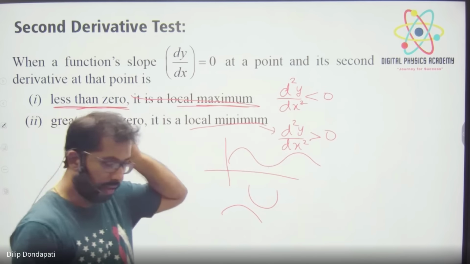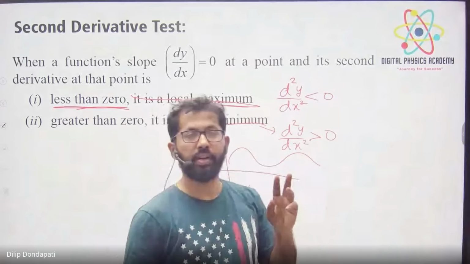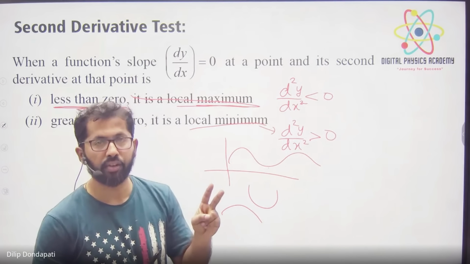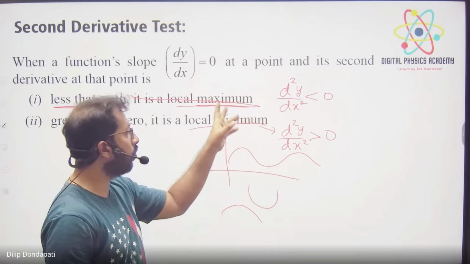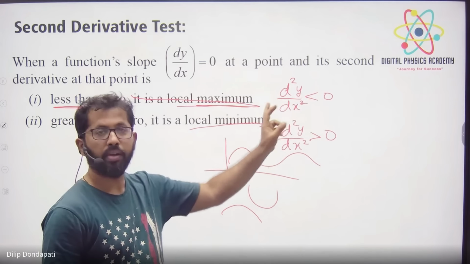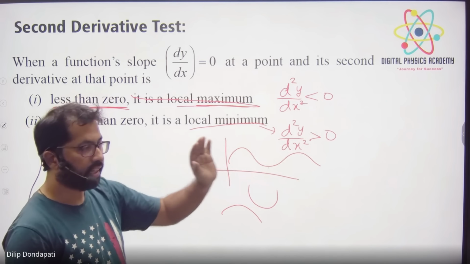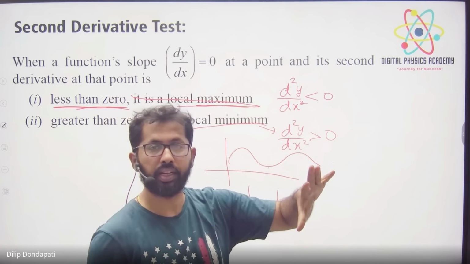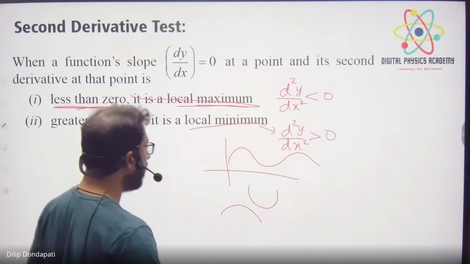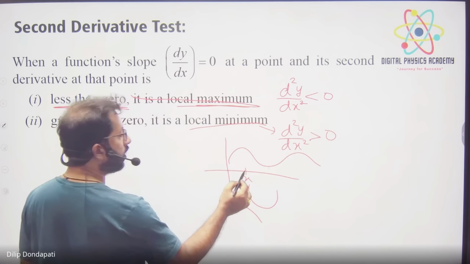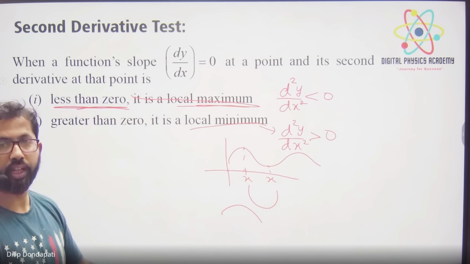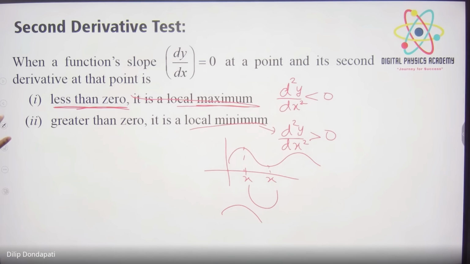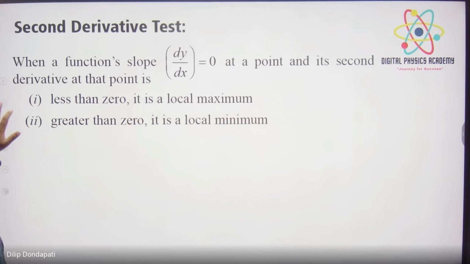So tell me, what is the first condition? dy by dx equals 0. What is the second condition for maximum? For maximum, d square y by dx square should be less than 0. Do not get it reversed: maximum means less than 0, minimum means greater than 0. And the graph may contain a minimum or a maximum, they can ask. Indirectly we want to find at what point of x the graph is maximum and at what point of x it is minimum. So the conditions are these.